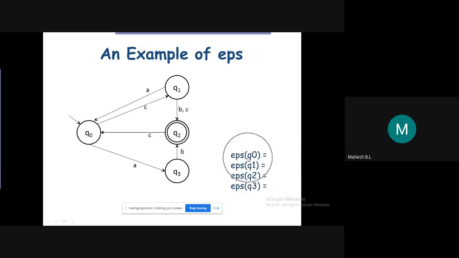See, first I want to compute epsilon of Q naught. So epsilon of Q naught must include Q naught. Then from Q naught, using epsilon transition, you can reach Q1. That's why even Q1 has to be included. Then from Q1, you can reach Q2 using epsilon transition. That's why even Q2 has to be included. So epsilon of Q naught is Q naught, Q1, Q2. Okay.